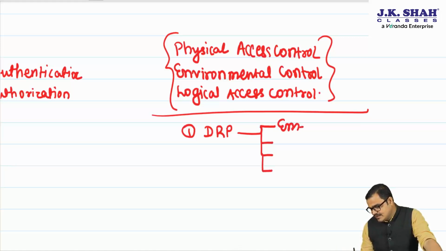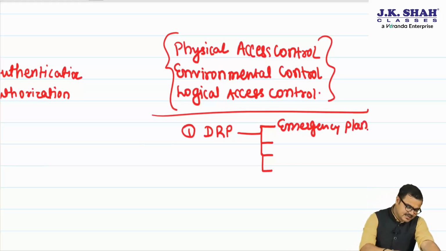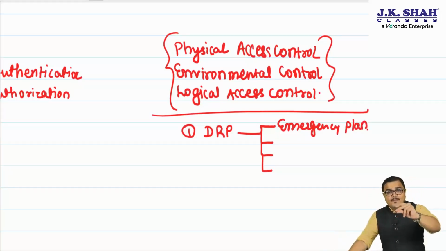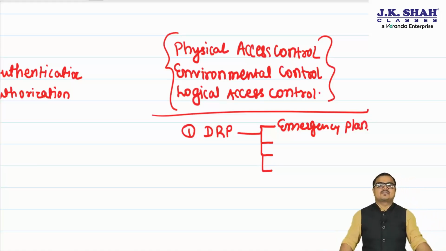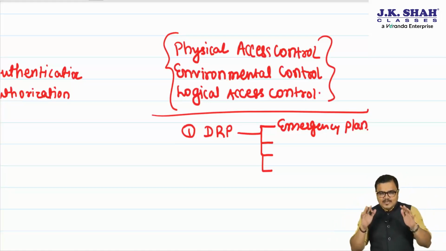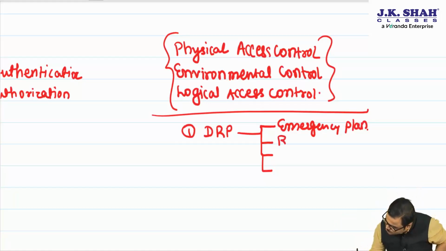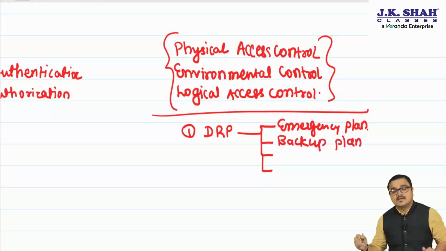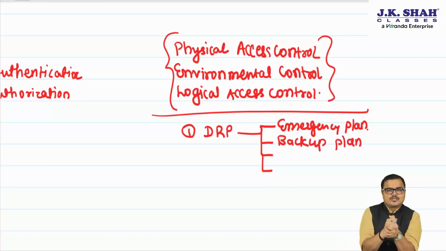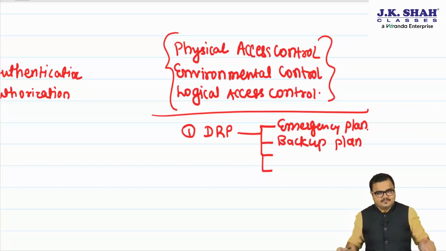First one, we have an emergency plan. What should be my immediate step when the particular disaster strikes? That is called as what? Sir, emergency plan. Once the emergency plan is there, we have to apply the backup plan immediately. Whatever database is currently available in our information system, which has not yet been affected by the attack, try to get the backup done.